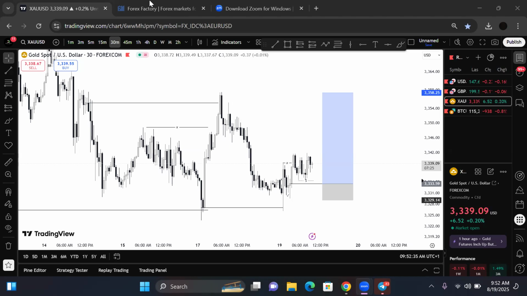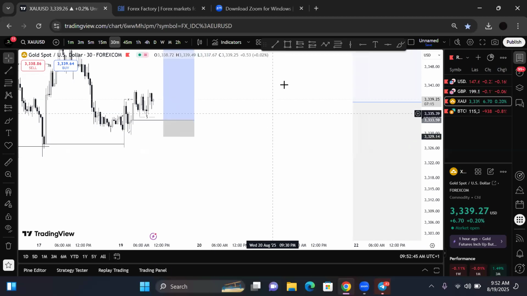Can you explain what liquidity sweep means? Okay, let me just show you guys what liquidity sweep means. All right, so this is a liquidity sweep right here.